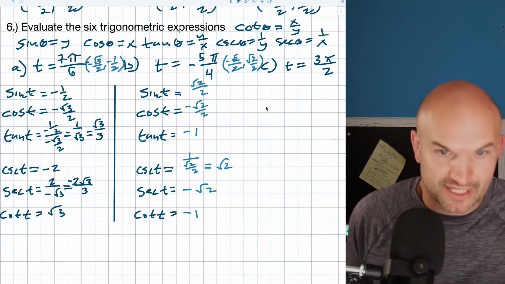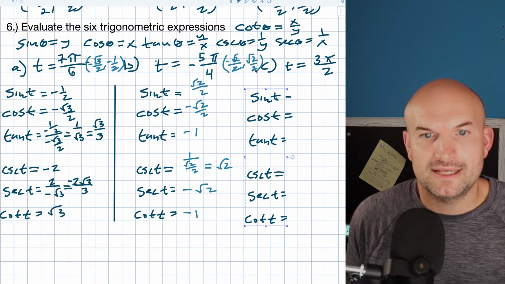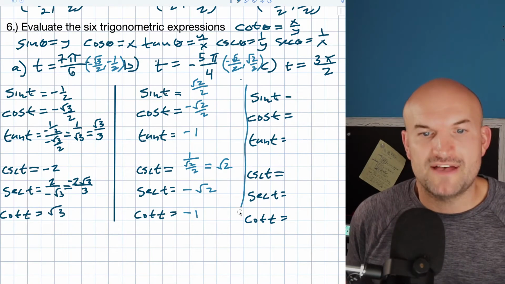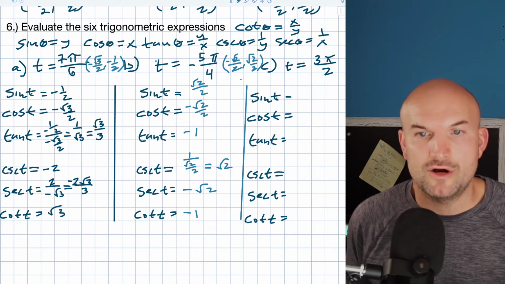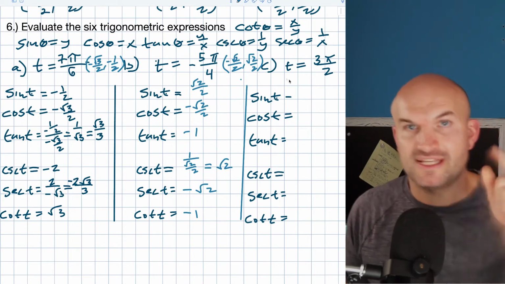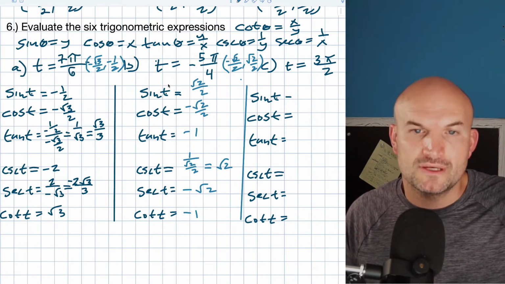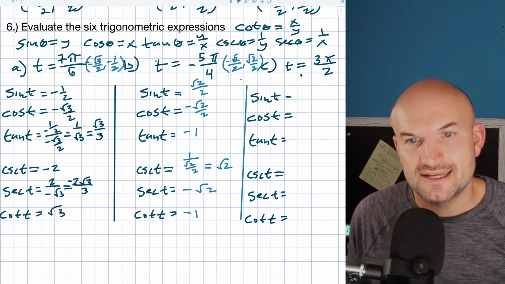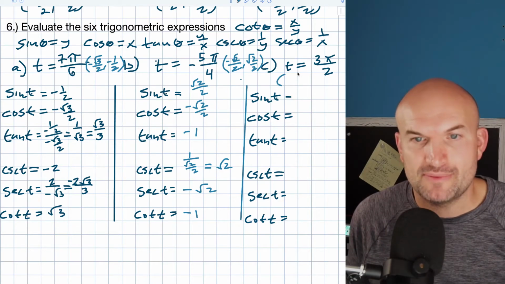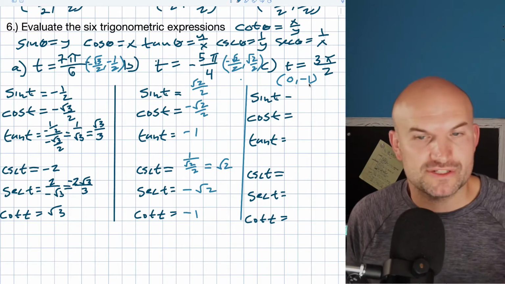And then let's go ahead and play this game one more time and evaluate now for this angle at 3 pi over 2. Now this angle is interesting because this is not a coordinate point within the unit circle. This is actually on an axis. And this coordinate point here, 3 pi over 2, is going to be at 0, negative 1.